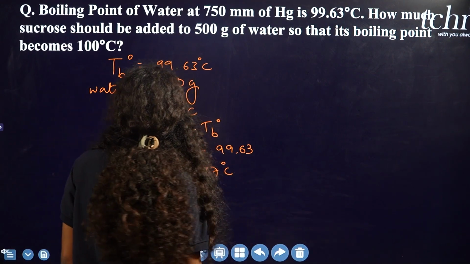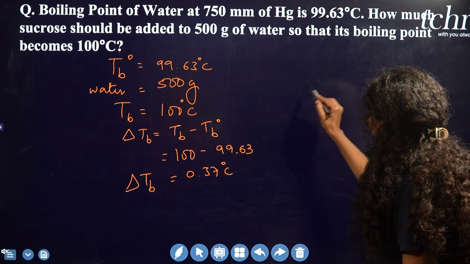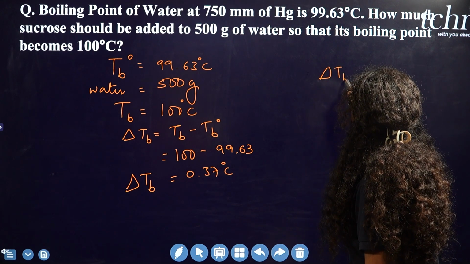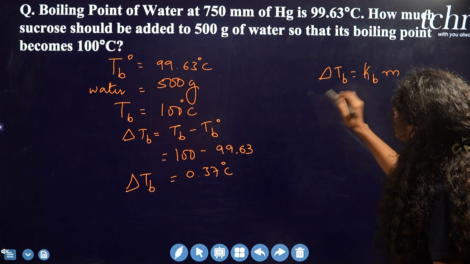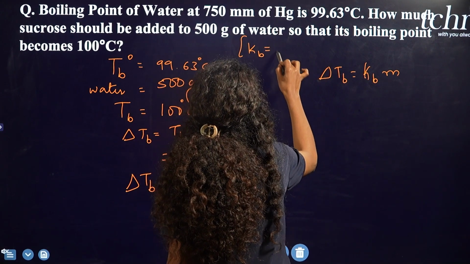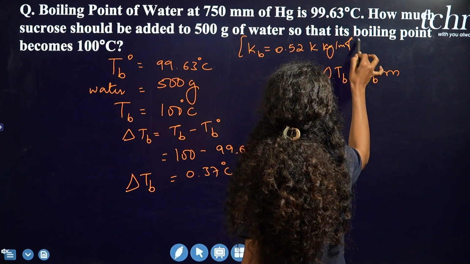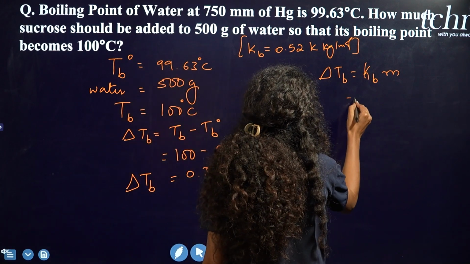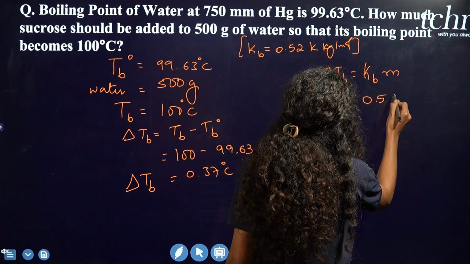So what they are asking in the question is how much sucrose should be added. Then we have to find out the given mass. So now what I'll do, delta TB is equal to KB into m. KB, usually theory gives it, KB is equal to 0.52 Kelvin kg per mole. Okay, KB value is 0.52 Kelvin kg per mole. So delta TB value I know is 0.37 degree Celsius, KB value they have given, 0.52.